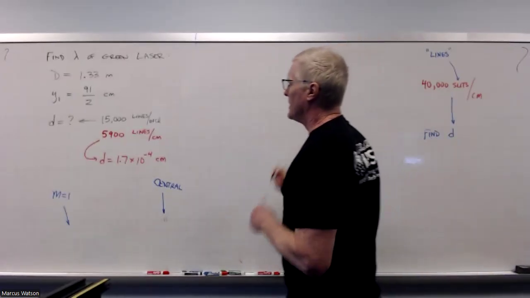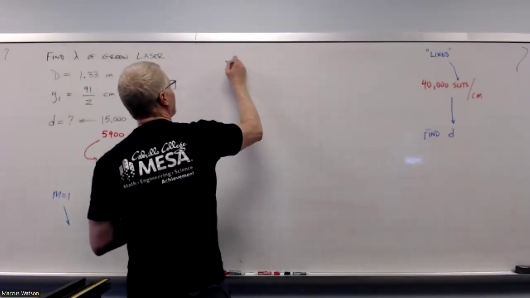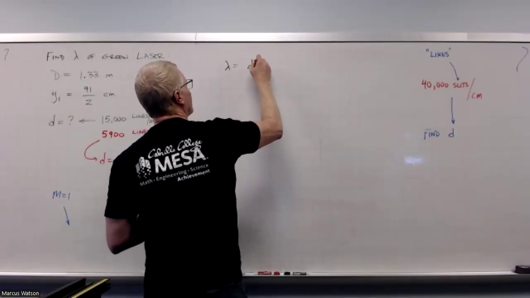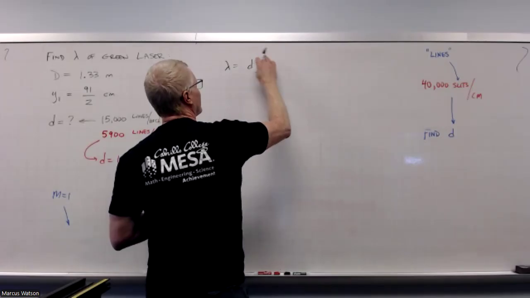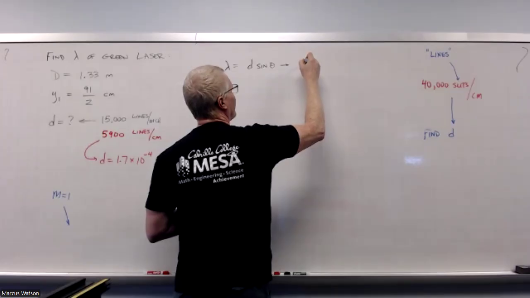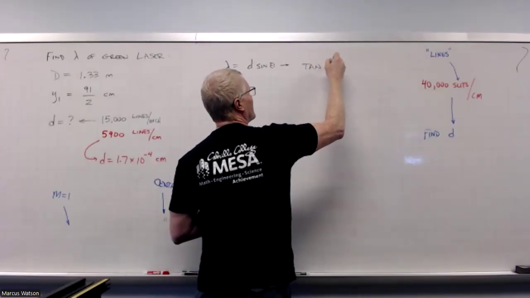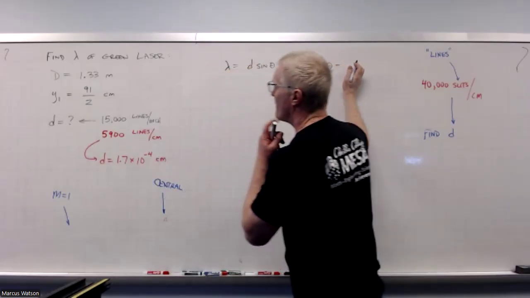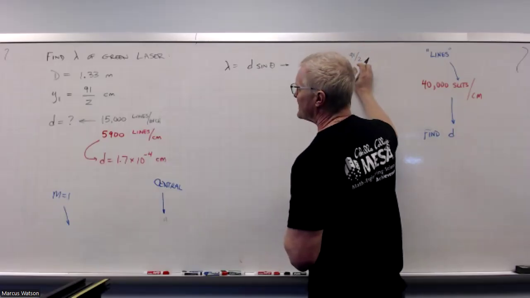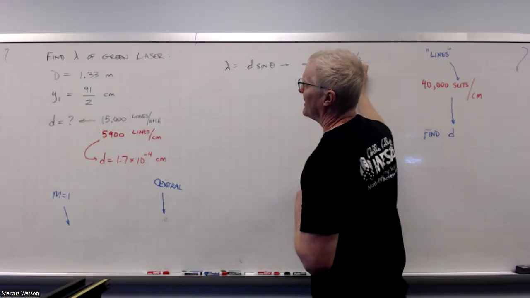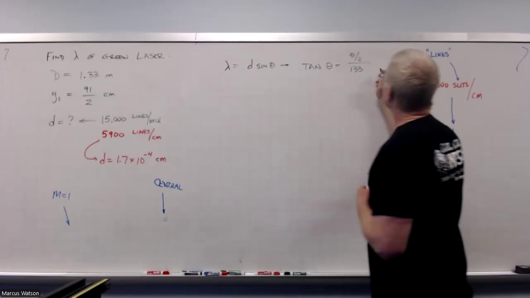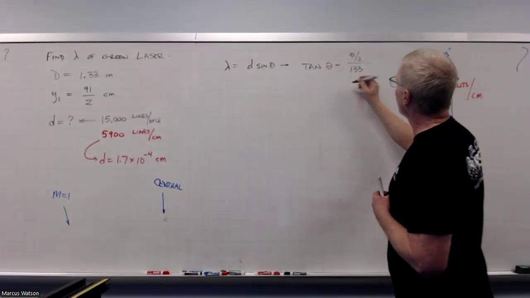Okay. So if I do this, I'm going to solve for my lambda, and that's just going to be equal to d sine theta. So I need to calculate theta, in which the tangent was equal to 91 over 2 centimeters, divided by 133 centimeters. Like so, and then that's going to give me an angle.